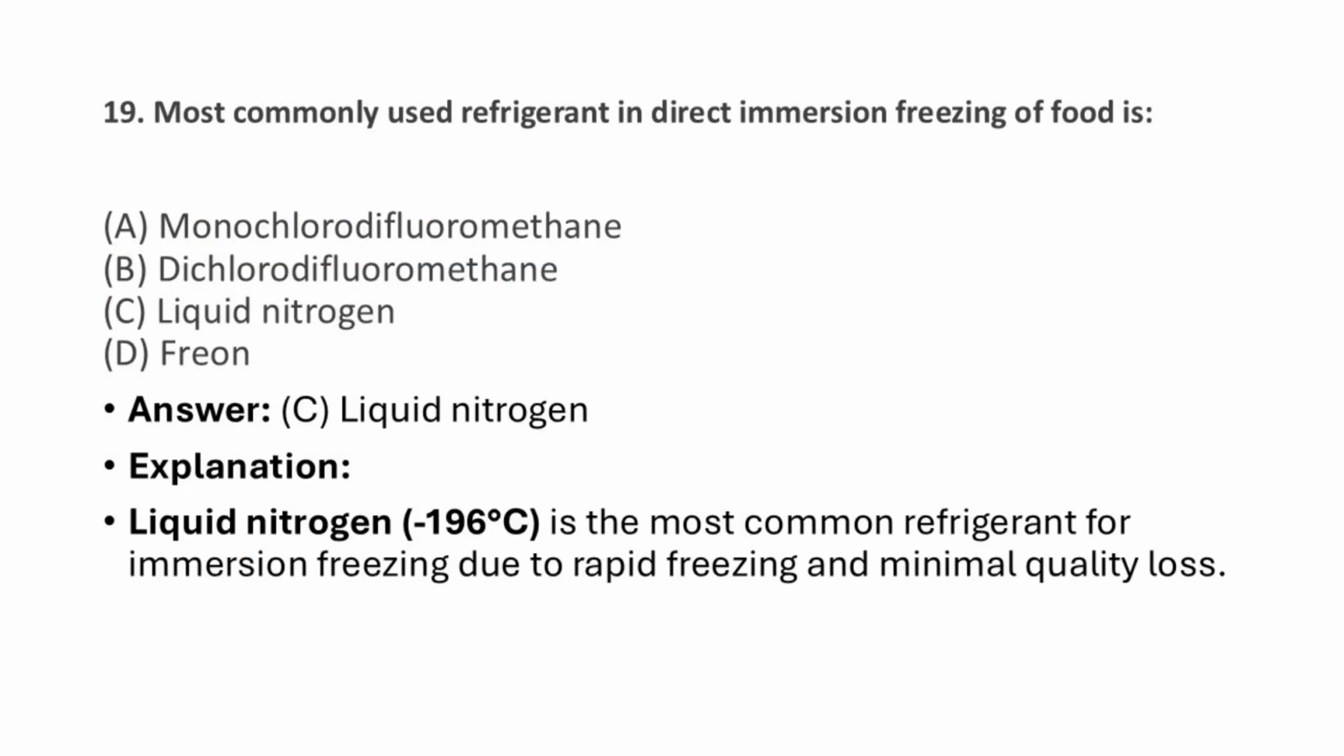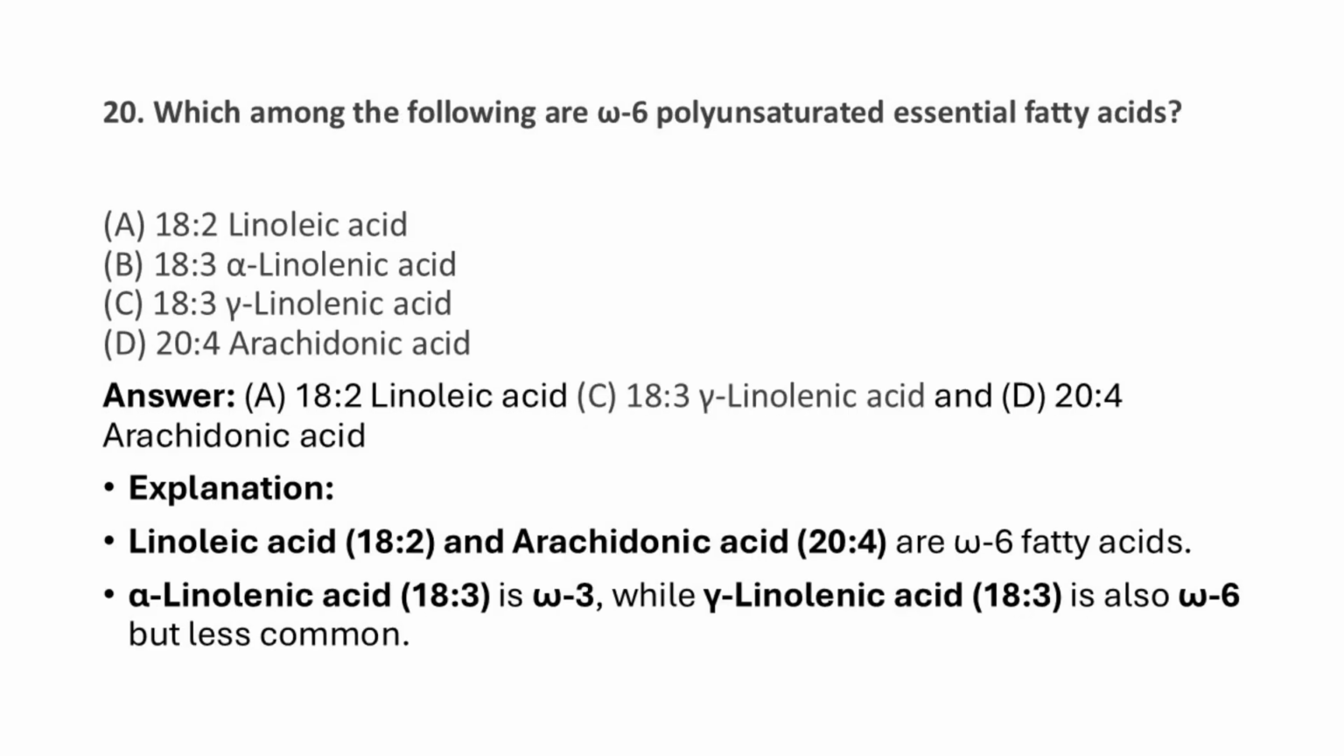The answer of this question is liquid nitrogen. It is commonly used in direct immersion freezing due to its extremely low temperature and rapid freezing capabilities. Here, the correct answers are option A 18:2 linoleic acid, C 18:3 gamma-linolenic acid, and D 20:4 arachidonic acid. These are omega-6 polyunsaturated fatty acids, while alpha-linolenic acid is an omega-3 fatty acid. Omega-3 is when the first double bond is between the third and fourth carbon atoms. Omega-6 is when the first double bond is between the sixth and seventh carbon atoms.